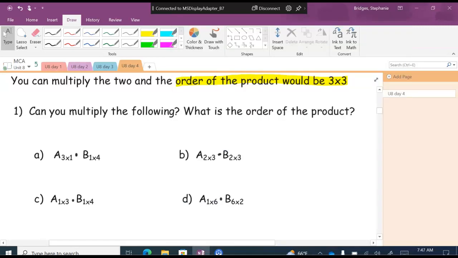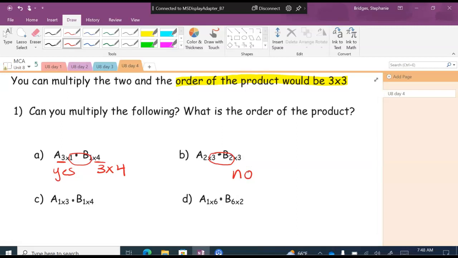A 3 by 1 and a 1 by 4, can those be multiplied? Check your number of columns and rows. Are those the same? Yeah, and what size would my answer be? A 3 by 4. The leftover parts. Does that make sense? What about 4B? Can I multiply those two? Are those the same? No, can't multiply. So we would just put not possible if I gave you those two sized matrices to be able to multiply.